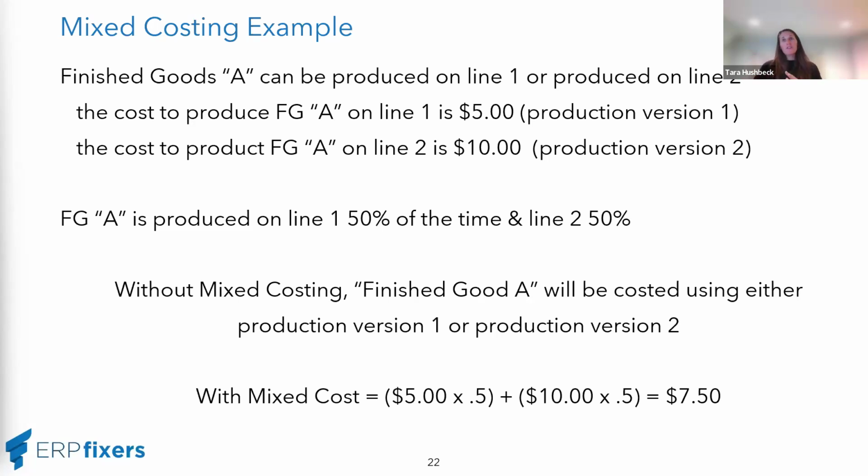Now, one note there: without mixed costing, you'll have a favorable or unfavorable variance if you run it on the line you didn't choose. In this case, you're always going to have a favorable or unfavorable variance because your standard cost is going to be $7.50. When you run it on line one, it only costs you $5, so you're going to have a $2.50 favorable variance, and then you'll have a $2.50 unfavorable variance when you run it on line two.